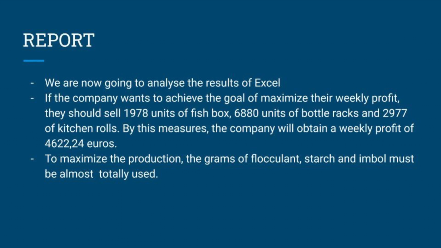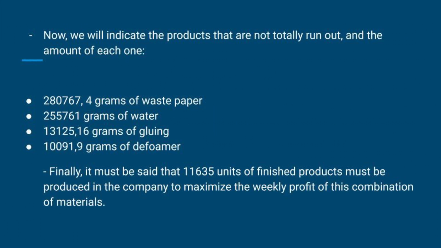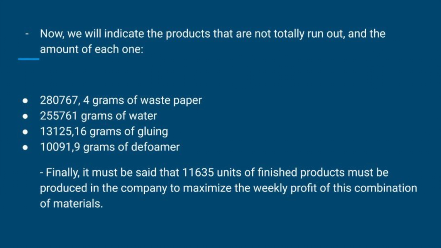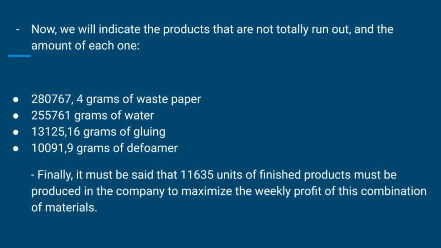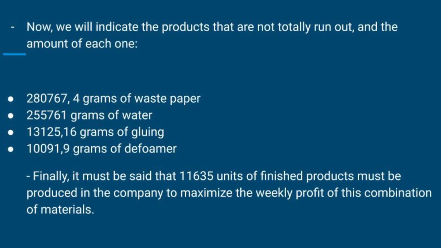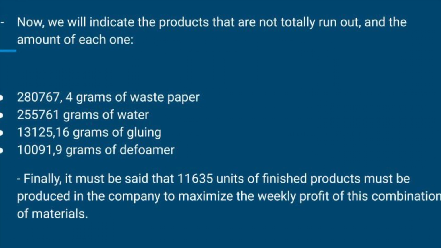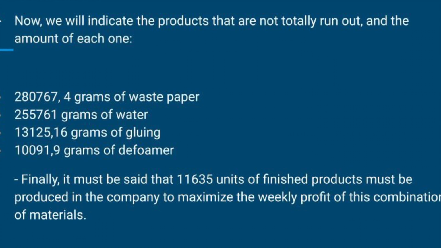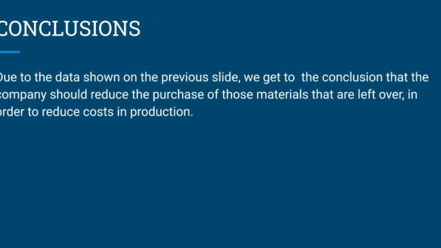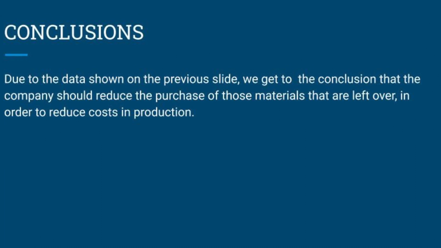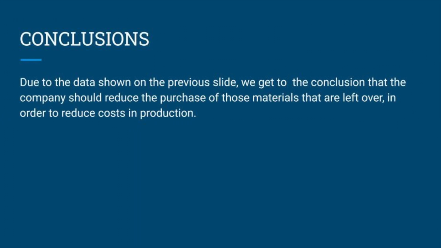Now we will indicate some of the products that are not totally run out, like water, waste paper, glue, and deformer. Finally, it must be said that 11,635 units of finished products must be produced in the company to maximize the weekly profit of this combination of materials. So, according to the data shown on the previous slide, we get to the conclusion that the company should reduce the purchase of those materials that are left over in order to reduce cost in production.